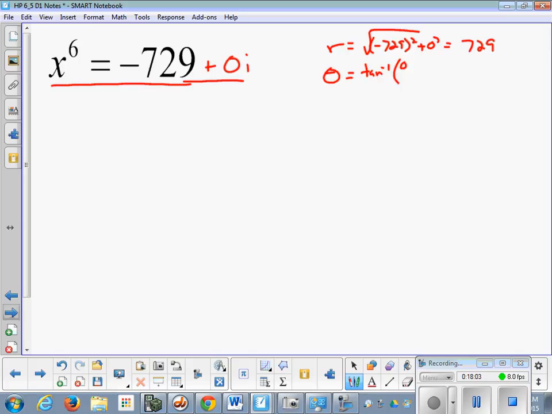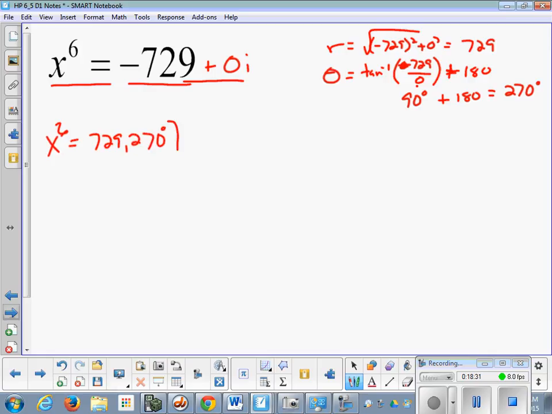I have negative 729 over 0. Now be careful on this one. This is kind of weird. This is undefined. That makes it 90. But since the x value is negative, we have to add 180, and this becomes 270 degrees. Okay, 270 degrees. So x to the 6 is 729, 270.